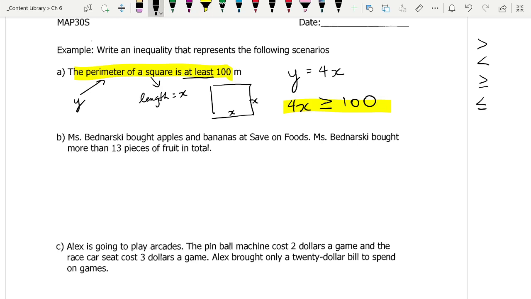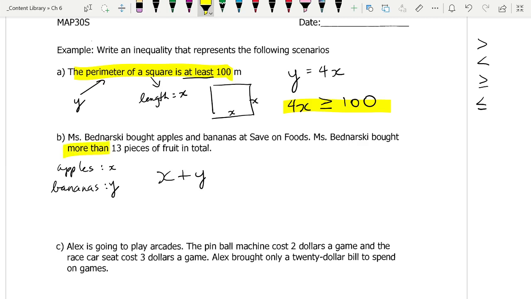Let's try the next one. Miss Bednarski bought apples and bananas at Save On Foods. Miss Bednarski bought more than 13 pieces of fruit. So let's let apples be x. We'll let bananas be y. So there we go, x plus y, and then more than, what do you think?